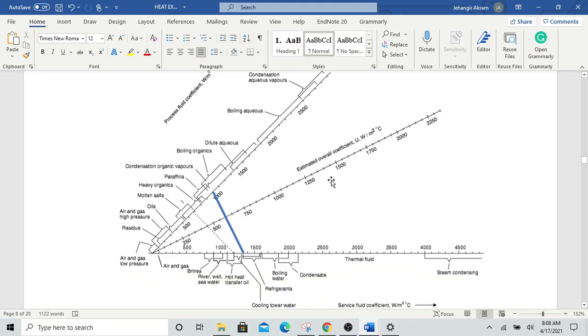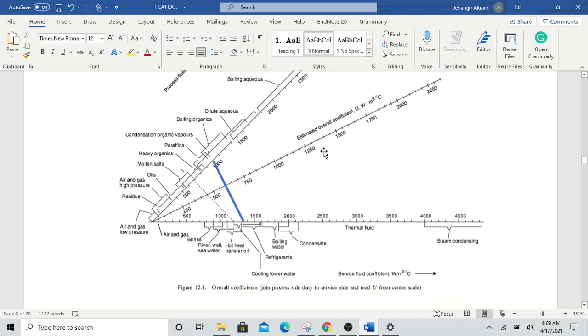It is basically to get an estimation of your overall heat transfer coefficient. Okay, so for the overall coefficient, what is our service fluid? Our service fluid is hot. We took it as hot heat transfer fluid.